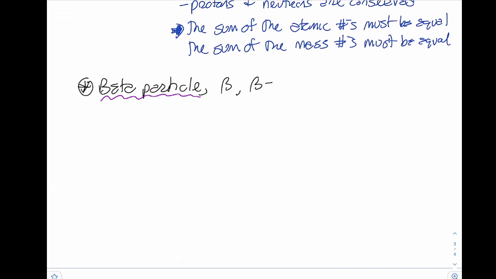And with this one, what's going to happen is a neutron in the nucleus actually decays into a proton and an electron.